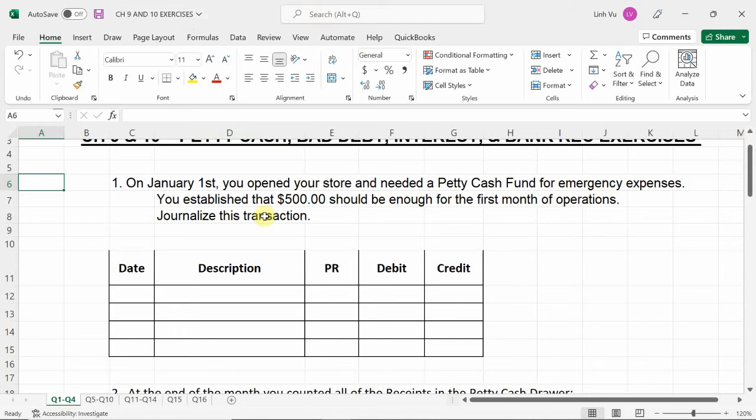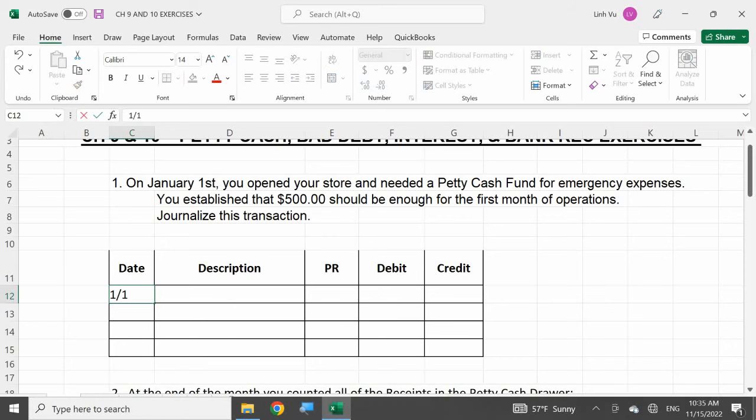So in this case, I am establishing my petty cash fund. I need to move some kind of money over into the petty cash drawer. So it is January 1st, and we're going to establish our petty cash fund. We need to debit our petty cash, because we're increasing cash, and we need to credit our checking. Because where does the money come from? It's not going to be loose change that you decide to just dump into a petty cash fund.